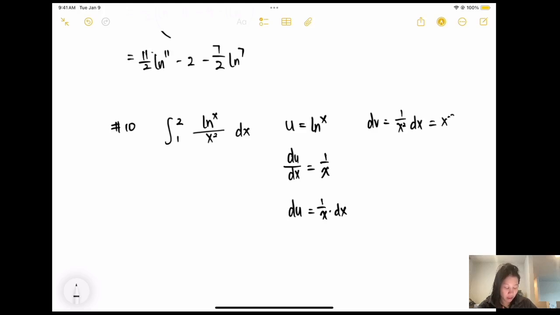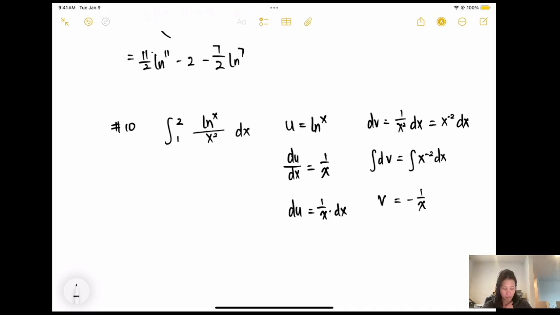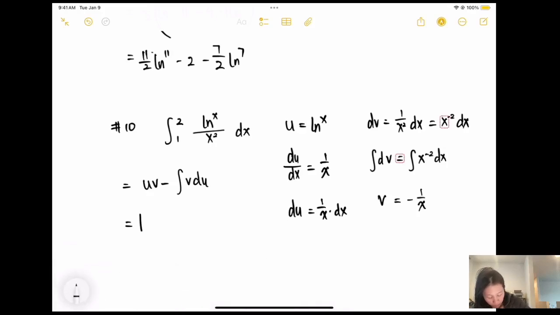We can write this in exponential form, and now we integrate both sides. Then we got v equals negative 1 over x. Now replace it. It equals uv minus the integral of v du. That's the formula. Our u is equal to ln of x. v is in here, negative 1 over x.